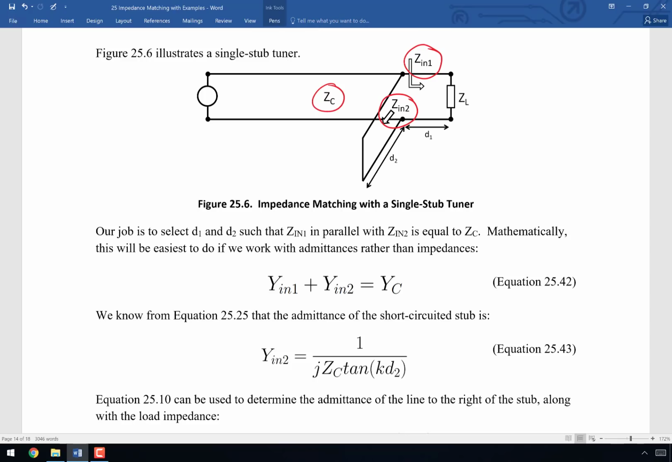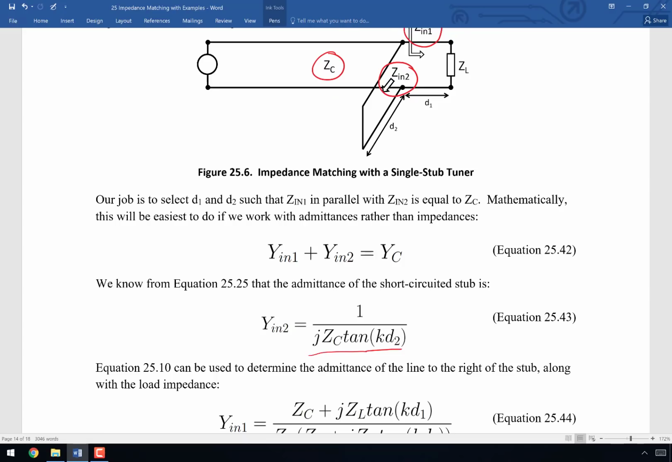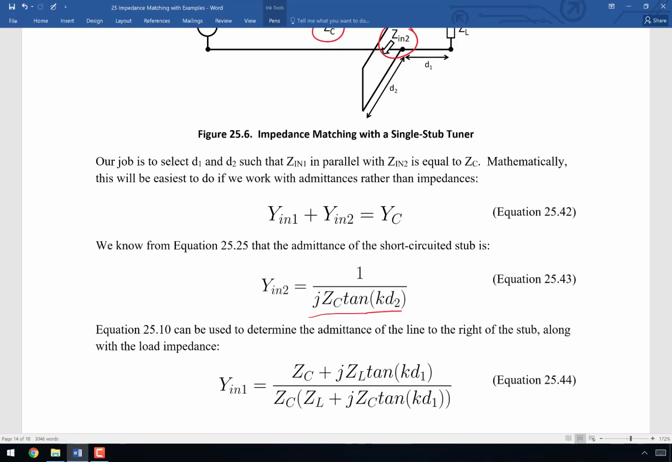And we know that if we're looking at a short-circuited stub, the impedance is j Z sub c tangent of kd2. That's from equation 25.25. To get the admittance, you're just going to invert that. And then we also know that y sub n1, if we look at equation 25.10, remember that the numerator and denominator are flipped for an admittance, is exactly what the input impedance of a line that has a length of d1, a characteristic impedance of z sub c, and a load impedance of z sub l would look like.